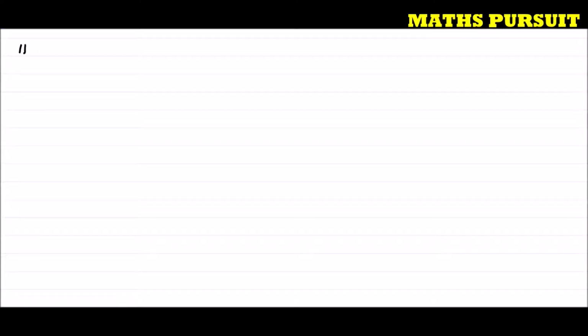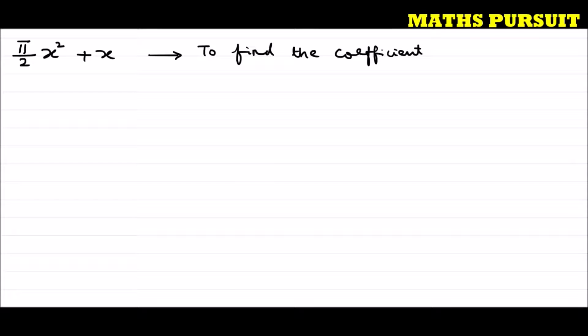Here the question has given us this expression, pi upon 2 into x to the power 2 plus x, and the question is asking us to find the coefficient of x to the power 2. So guys, this is very easy to answer, but before answering, let us try to understand the definition of coefficient.